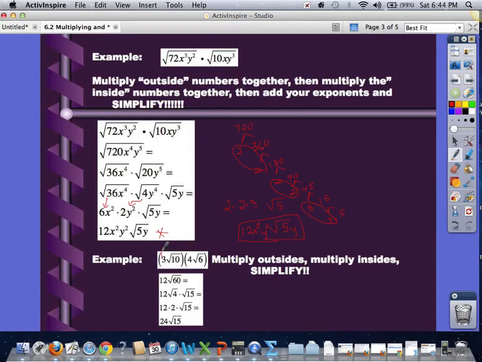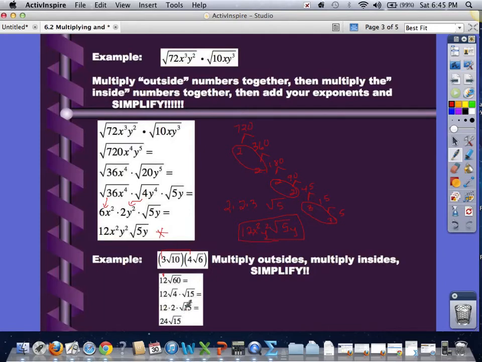You multiply your outside numbers, 3 times 4, which is 12. And then multiply the inside numbers, 10 times 6, which is 60. Well, you know that's got to be broken down because that's too big of a number. It's not simplified. So I broke it down by 4 times 15. Square root of 4 is 2. That comes out. And then you multiply the outsides, 12 and 2 is 24.